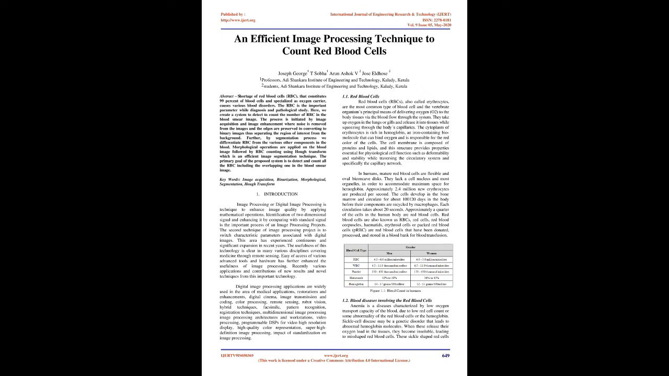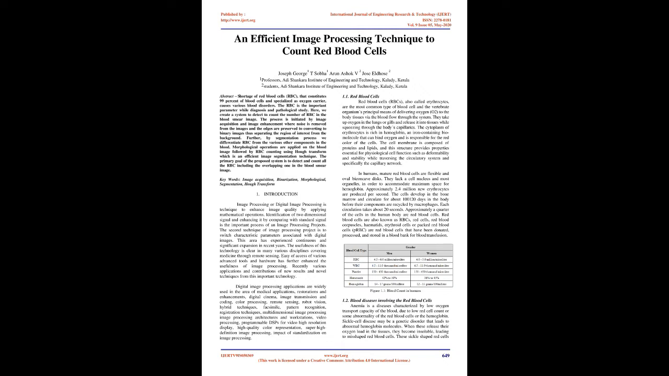Here, we create a system to detect and count the number of RBC in the blood smear image. The process is initiated by image acquisition and image enhancement, where noise is removed from the images and the edges are preserved, converting to binary images, thus separating the region of interest from the background. Further, by a segmentation process we differentiate RBC from the various other components in the blood.